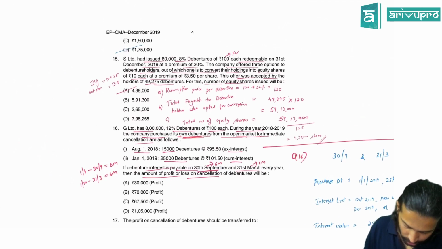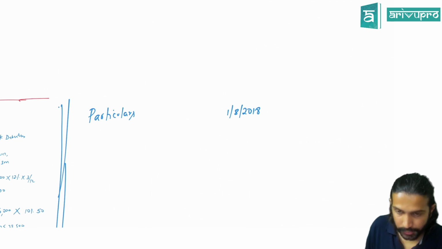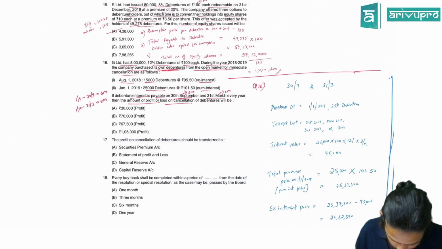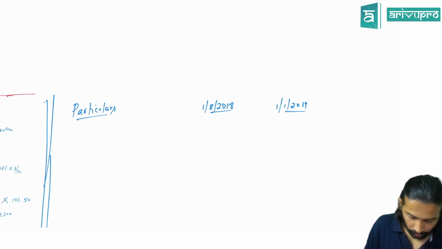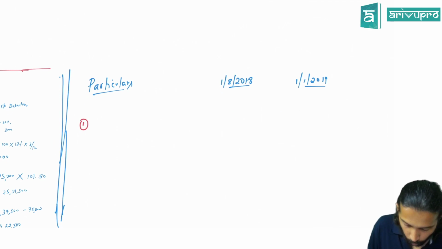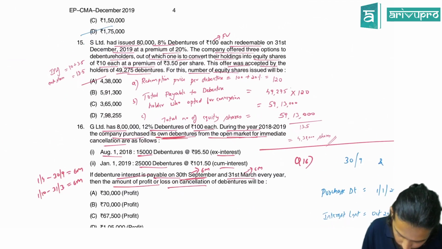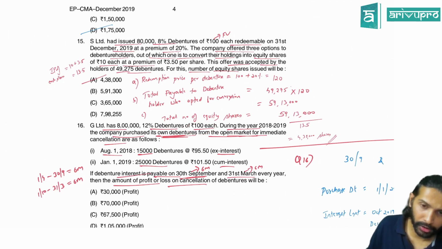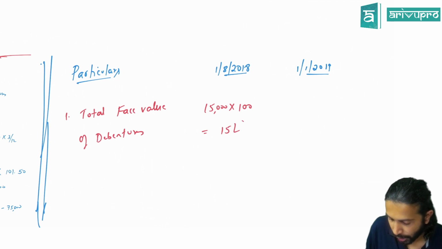Particulars. First, you purchased on which date? 1st August 2018, we made a purchase. Again, we made a purchase on 1st January 2019. First, what is the face value of the debentures? Total, I'll write this as 1. Total face value of the debentures. On 1st August, how many debentures did I buy? I bought 15,000 debentures and each debenture's face value is 100. So the total face value is 15 lakh.